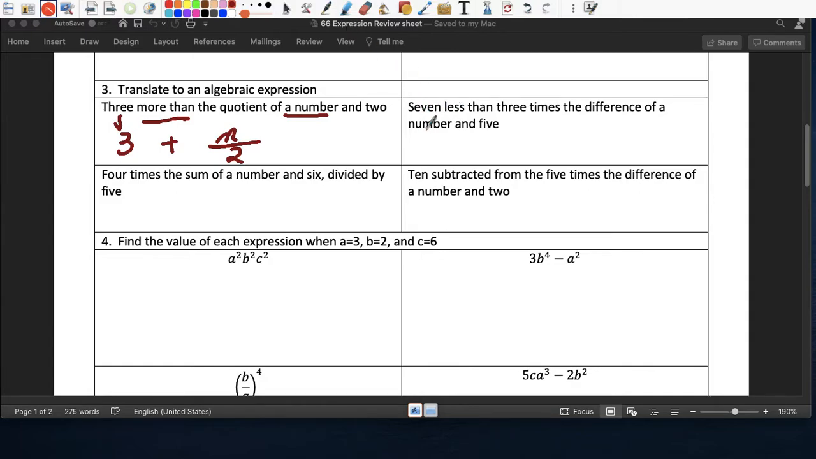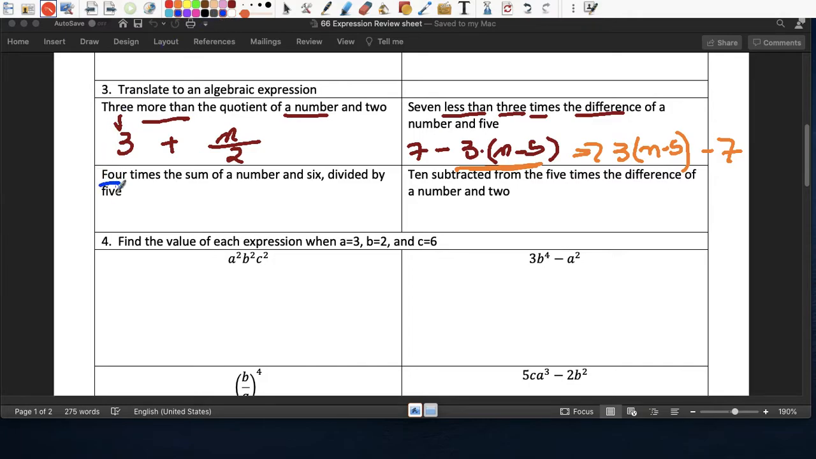Let's do this one. 7, que 7 is 7. Que is less than? Minus. What is 3? 3 times is times. And difference, what is difference? Difference is subtraction, but remember, I see the word difference, I want to put a parentheses there, so I'm going to subtract a number and 5. Now notice that this is one of those turnaround words, right? We got switch. So there's siete. It's going to go to the back. And this guy over here is going to come to the front. So we've got 3 and minus 5, and then subtract 7.